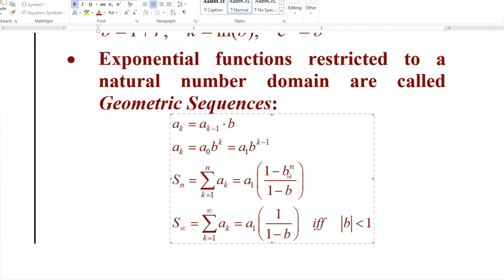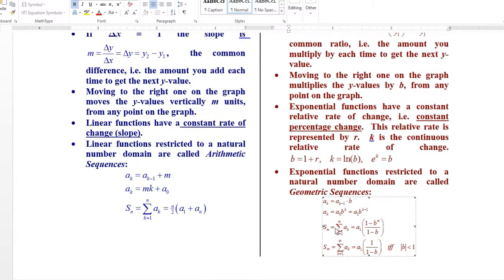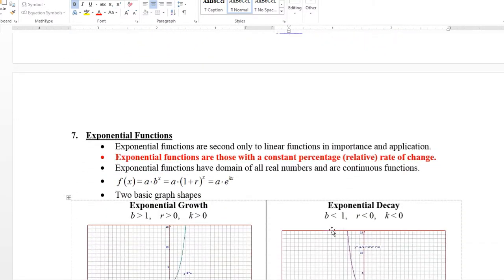Well, you see, if the absolute value of b is bigger than 1, then this thing is going to go off to infinity or minus infinity. But if the absolute value of b is between 0 and 1, so b is between -1 and +1, not including 1 or -1, then this term right here will go to 0. And so the formula for an infinite sum becomes this right here. So there's an example of where we can apply a limit concept to make sense of adding up infinitely many things and yet getting a finite number.